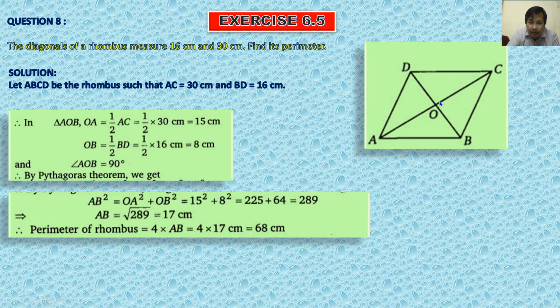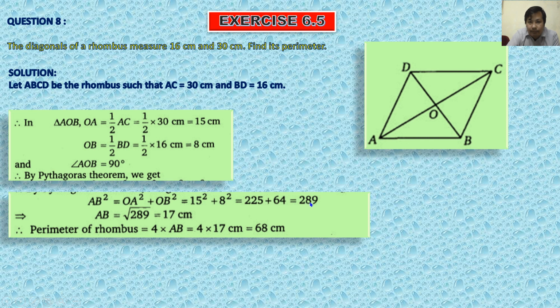So by Pythagoras theorem, when the angle at O is 90 degree, then AB is the hypotenuse. Then we can apply the Pythagoras theorem, that is AB square is equal to AO square plus OB square. That is 15 square plus 8 square. 15 square is 225 plus 8 square, that is 64, and together we get 289. So AB square is equal to 289.